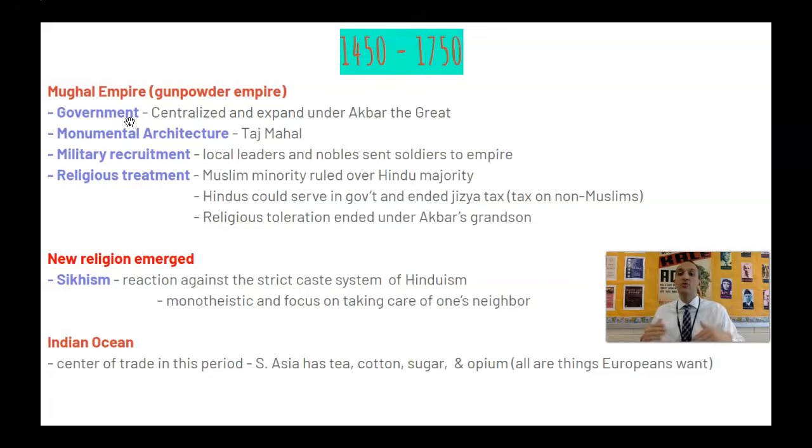They do allow Hindus to serve in the government, which is, again, you've got to imagine you're trying to keep these people on your side. How do you keep Hindus on your side if you're a Muslim government? Allow them to serve in government, give them positions of power. You're going to end what's called the jizya tax, which was common in a lot of Islamic empires, a tax on non-Muslims. So you get rid of that, so Hindus aren't taxed extra for not being Muslim. Akbar allows religious toleration. His grandson is going to reverse a lot of these policies, which is going to lead to tension in the 1700s. But early on, that's the thing.